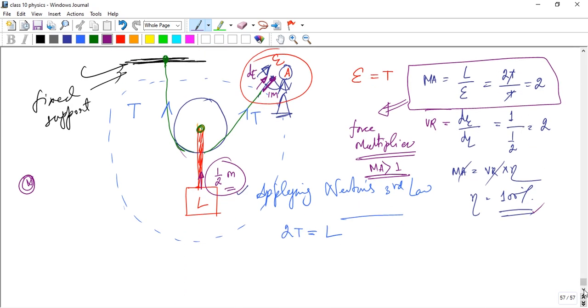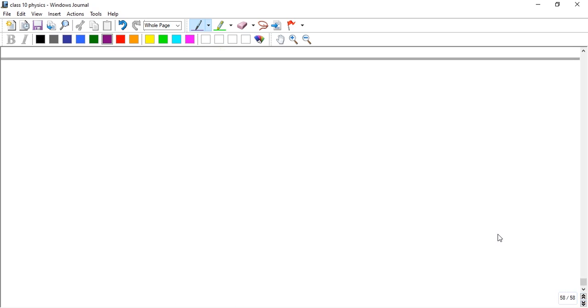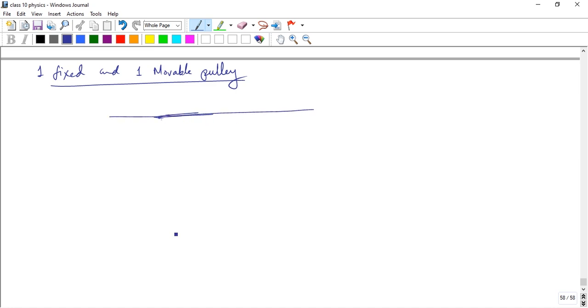So let's draw a diagram, a system, with one fixed and one movable pulley. What is the meaning of one fixed? Try to draw one fixed pulley on a rigid ceiling. Fixed pulley means the pulley is fixed here. And one movable pulley here. So draw that movable pulley. That is the one movable pulley.